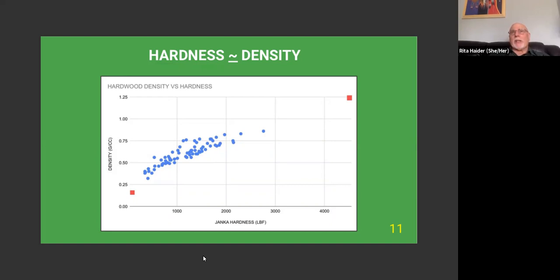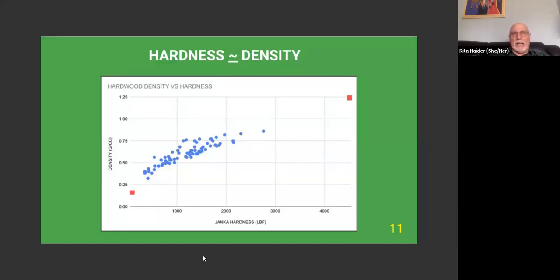Janka hardness is measured by taking a steel ball of a certain diameter, pressing it into a piece of wood until it's buried halfway into the wood. At that point, the amount of pressure you're applying is the Janka hardness. In this case, it's given in pounds-force, which is the English unit. And again, it's a good correlation.